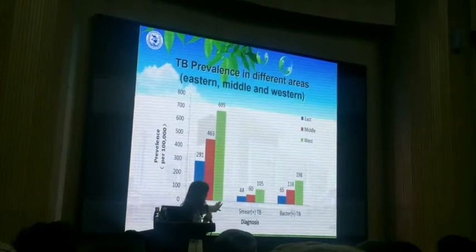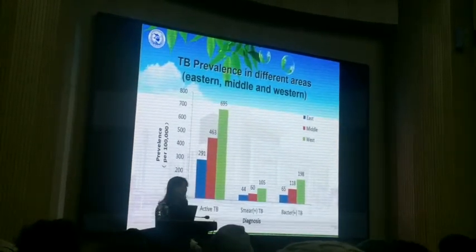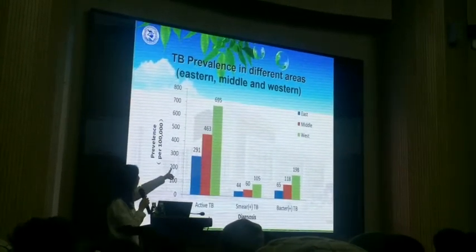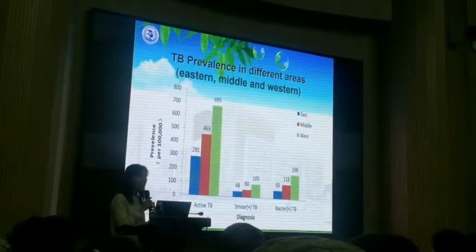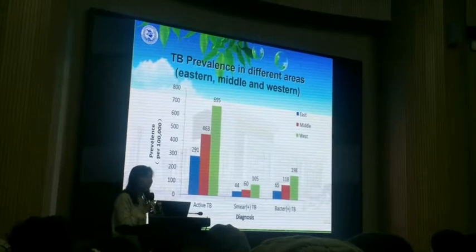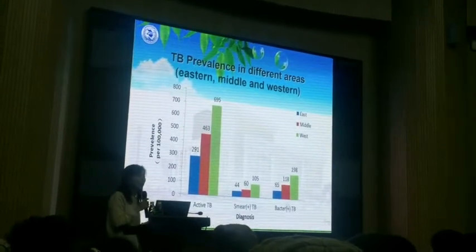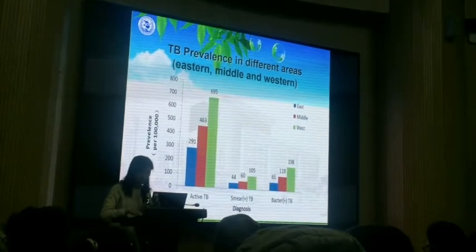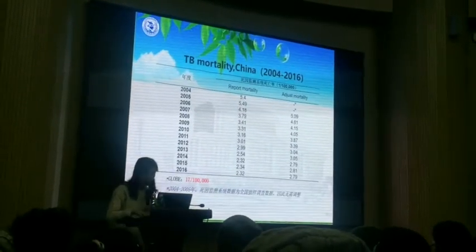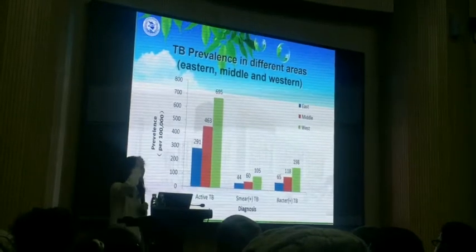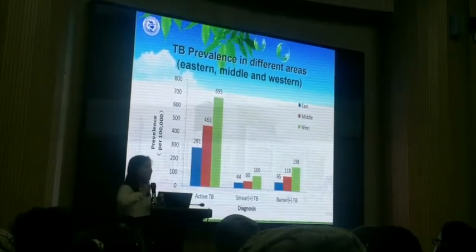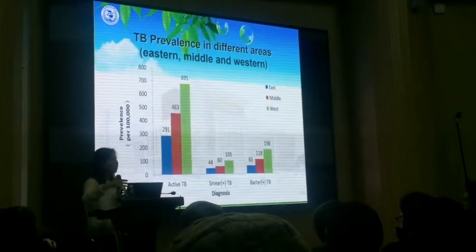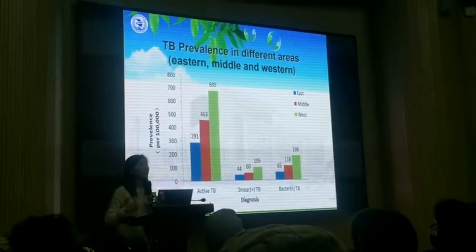So we can see the prevalence also. The prevalence of Western is higher than that of middle. The middle is higher than that of Eastern. Oh yeah, I want to say economic situation. So the TB prevalence is linked to their economic situation.